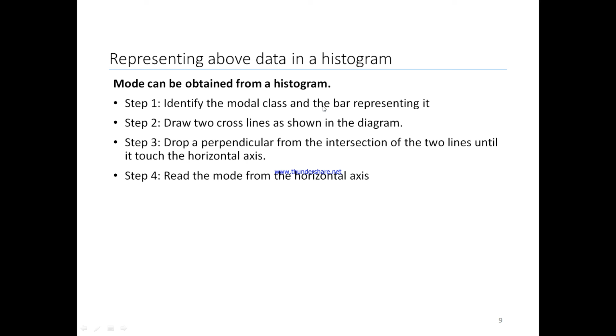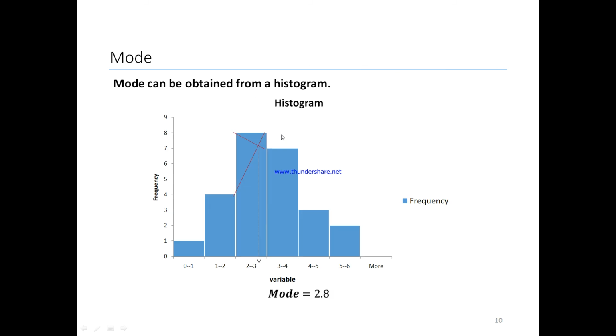bars, and then you have to draw two cross lines as shown in the diagram. By joining these two corners of the bars, you have to draw two cross lines, and then at the intersection point of these two lines, you have to draw a perpendicular to the x-axis. When you draw a perpendicular to the x-axis, there will be a point where this perpendicular crosses your x-axis. At that point, you can read the value from the x-axis, since that is the number line.